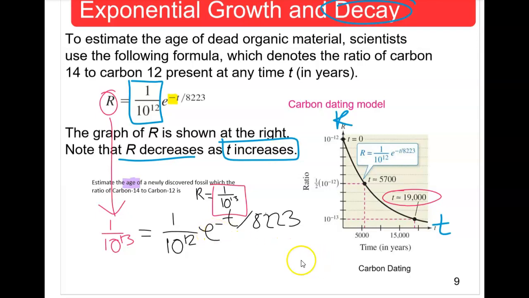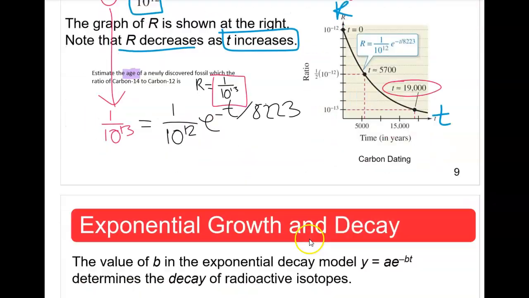All right, so first thing we're going to do is take the 10 to the power 12. We're going to take it across the equal sign. So you can see here on the right side it is dividing the e because it's in the denominator. So if we take that across, we're going to have 10 to the power 12 times 1 over 10 to the power 13.